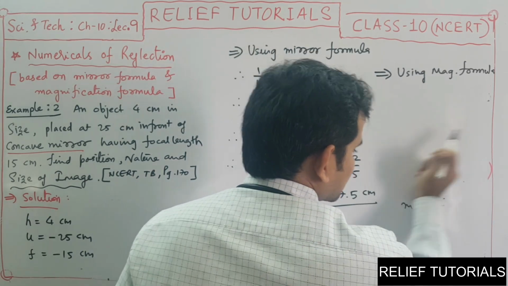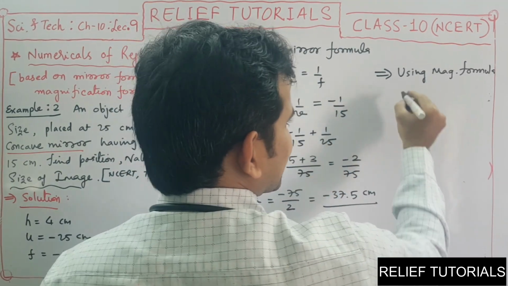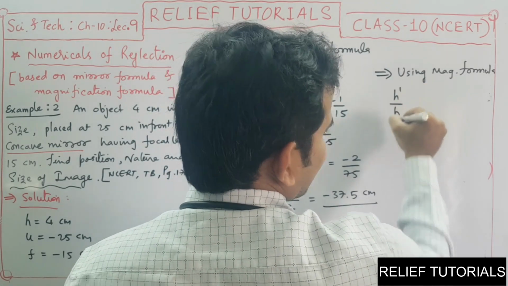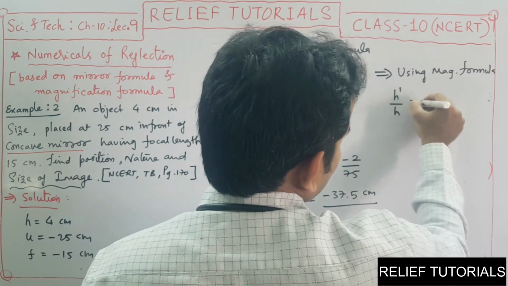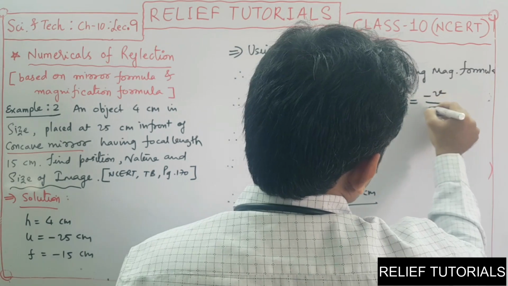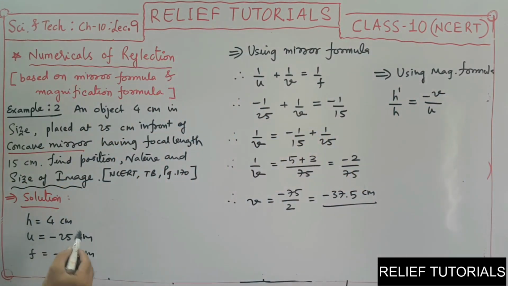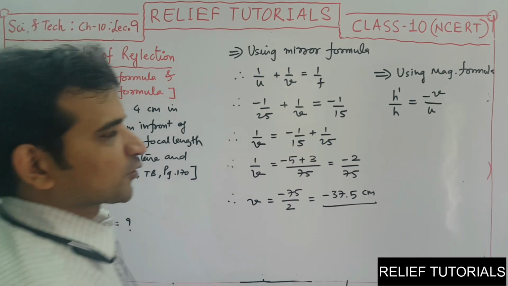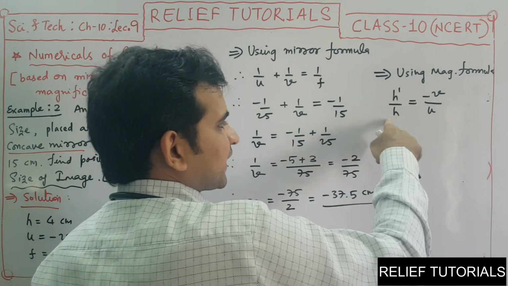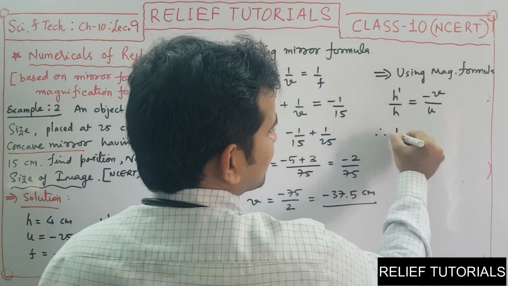h dash is our question, so we can use this relation, h dash by h, the magnification formula, which is equal to minus v by u. Remember, whenever the size of the object is given and you have to find the size of the image, you can use the relation h dash by h is equal to minus v by u.